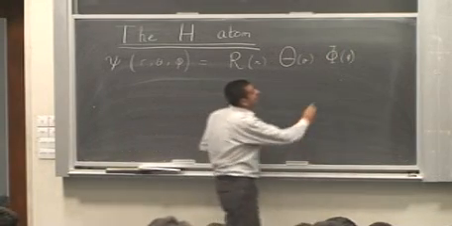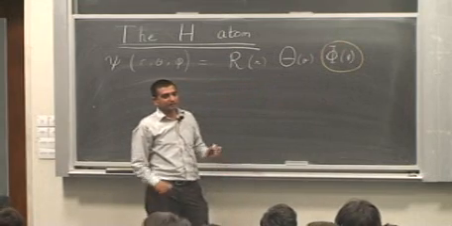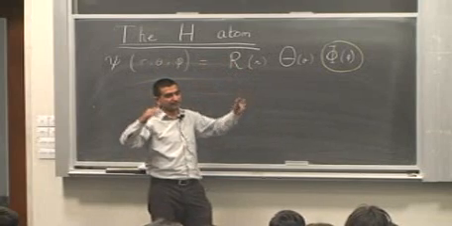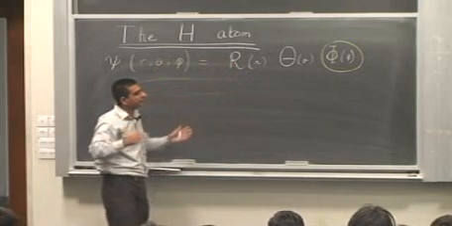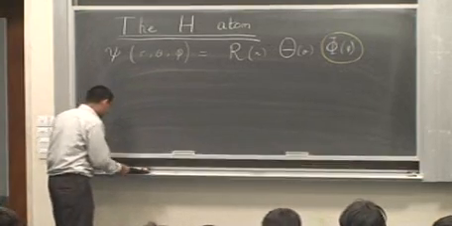This was easy to solve. This was very easy. Out of the Schrodinger equation, we formed three equations by virtue of the separation of variables technique. Now let me write those three equations for you.